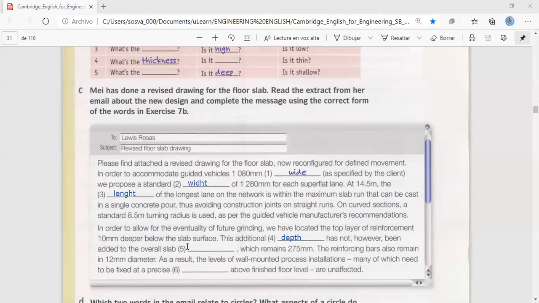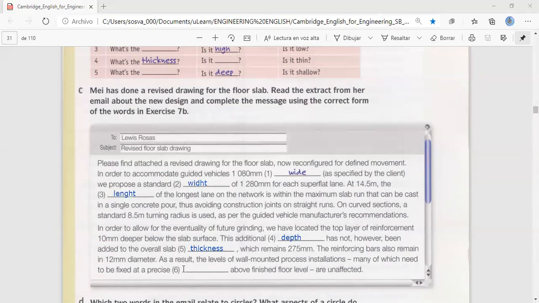the overall slab, which remains 275 millimeters. Overall slab, so we're talking about thickness. Exactly. Thickness. Which remains 275 millimeters. Therefore, the reinforcing bars also remain 12 millimeters in diameter.